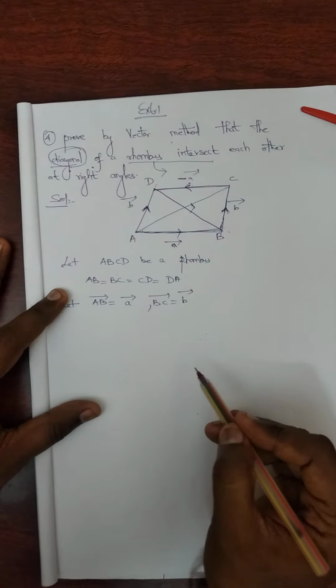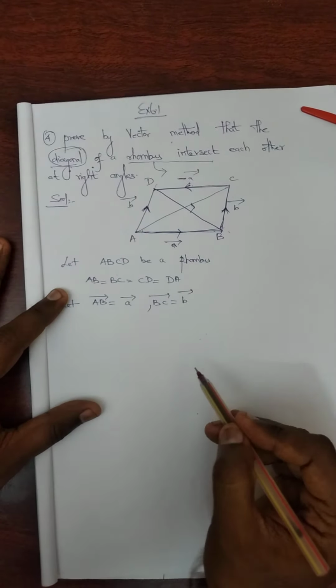To prove that the diagonals of a rhombus intersect each other at right angles, it is nothing but AC vector dot BD vector equal to 0, or AC vector is perpendicular to BD vector. If AC vector is perpendicular to BD vector, then AC vector dot BD vector is equal to 0. This one we need to prove because right angle means perpendicular, 90 degrees, so the dot product should be 0.